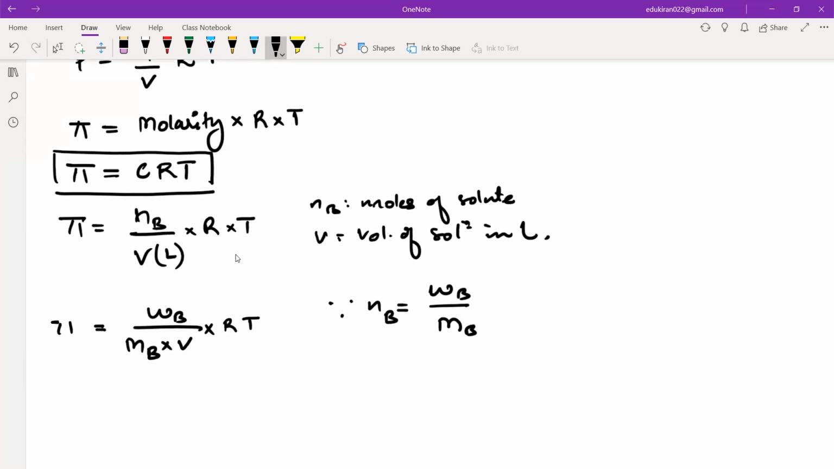This is also pi here. Now this formula can be used directly in order to calculate the molar mass of the solute. So we can write MB is equal to WB upon pi into V into RT.